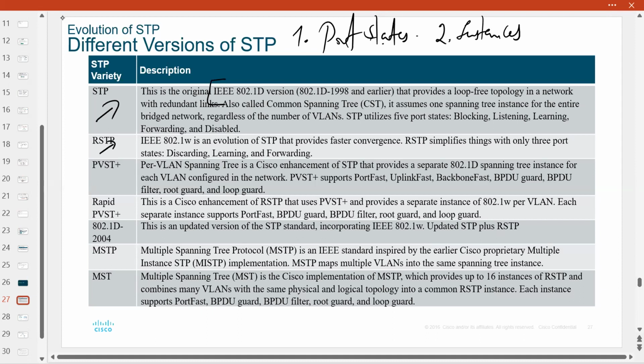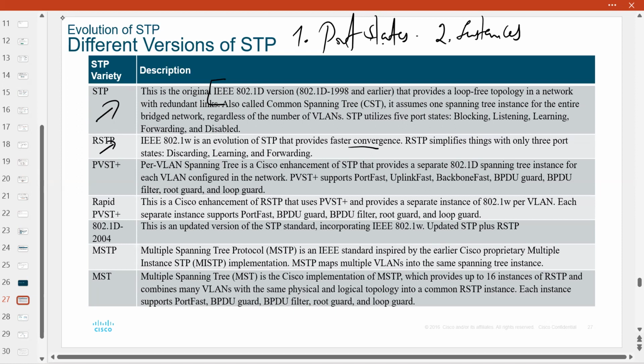So instead of having 5 levels, let me just generalize, 5 levels, we now have 3. What that means is in terms of convergence, 3 port states is much faster than 5 port states. So with RSTP, we have an evolution of STP that provides faster convergence as it simplifies things with only 3 port states: discarding, learning, and forwarding.